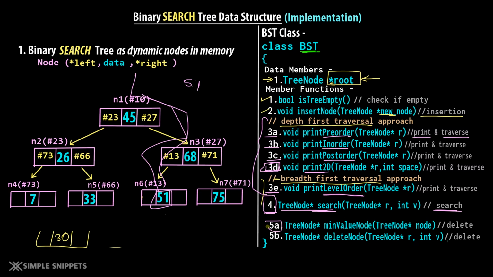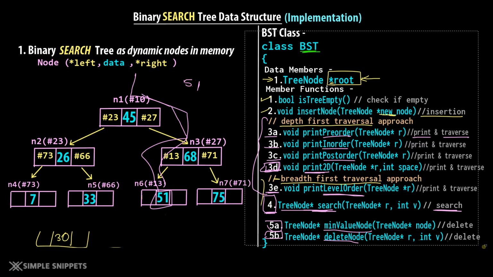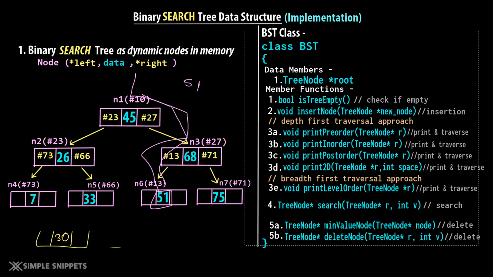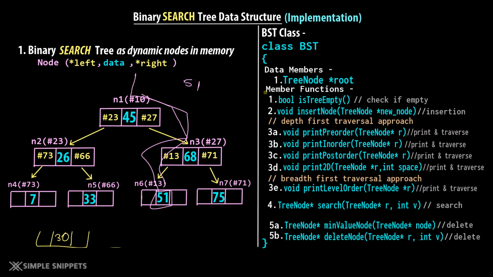And then 5A and 5B are related to deletion of the node, which, as the function name represents, is going to delete a particular node. Now delete is going to be a little tricky. We will tackle that in the very last. And to delete that, we also need an extra function, minimum value node. We'll talk about this in detail. But yeah, this is how the overall class would look like. It's a little cluttered. There are a lot of things to do. But as I mentioned, we will tackle them one by one.